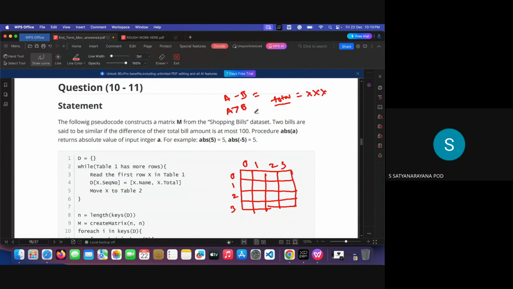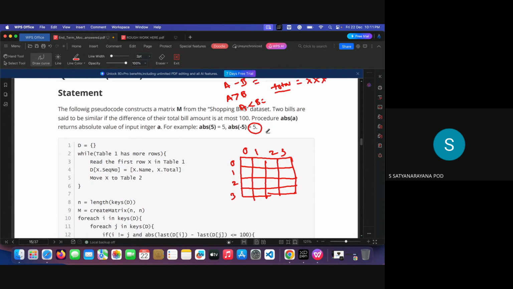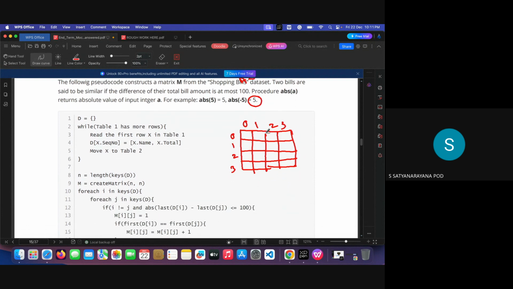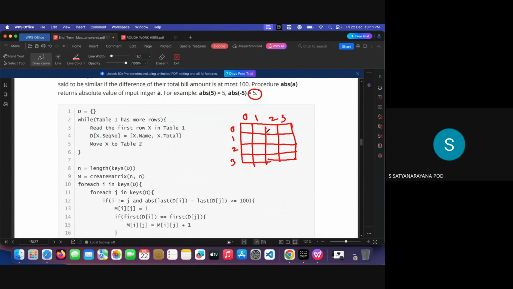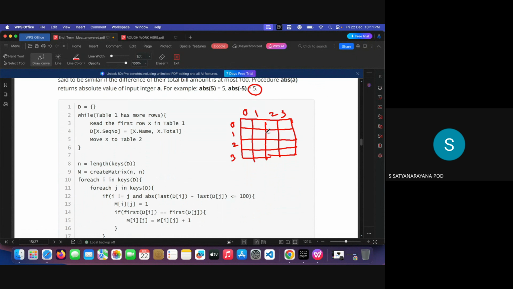Then you get a positive value from the subtraction. If A is less than B, you get a negative value. Even if the value is negative, we try to get the absolute value only. Negative values are converted into unsigned values. We already discussed this. Is it clear? Yes, sir. Now let's see what happens in that particular procedure.